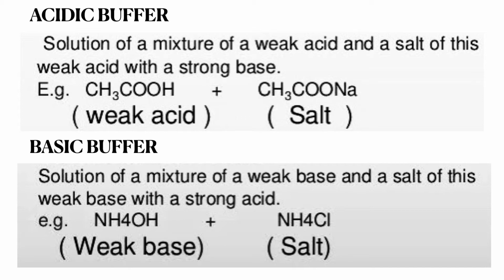To understand acidic buffer, it is a solution of a mixture of a weak acid and a salt of this weak acid with a strong base. Instead of that, you can refer to it as a solution of a mixture of a weak acid with its salt of conjugate base. You can write any one definition for acidic buffer.